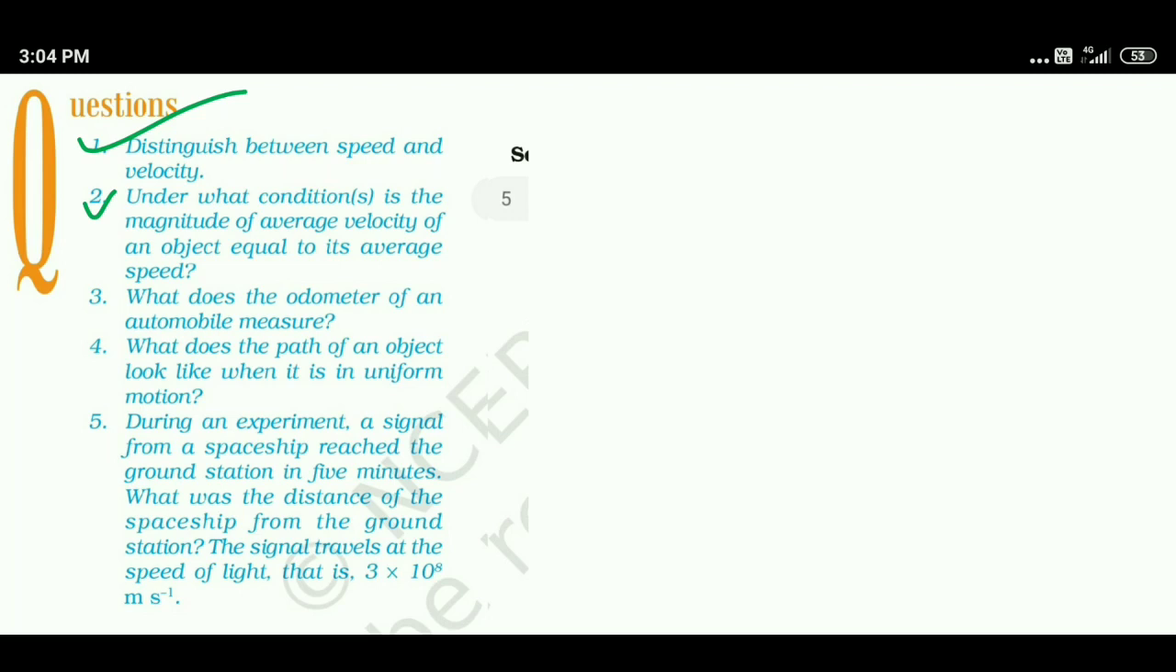In what condition? See, the question is asking in what condition. So we do not know what the condition is; we will need to find out. But the condition they are asking about is that in that condition the average velocity will be equal to the average speed. Am I correct?